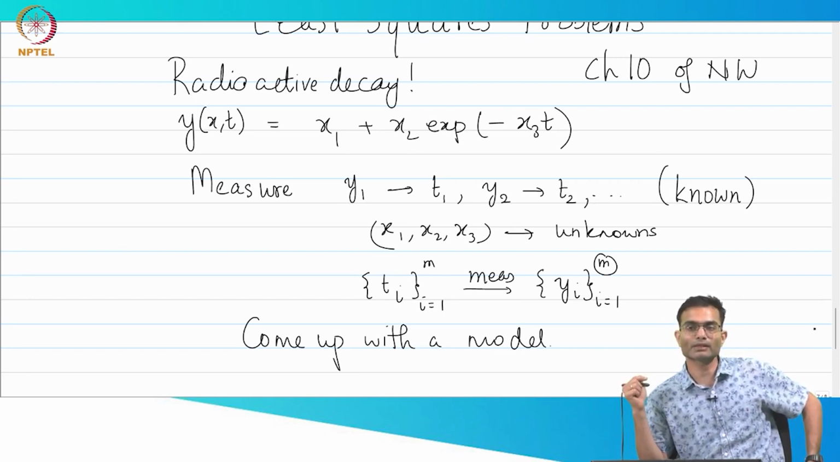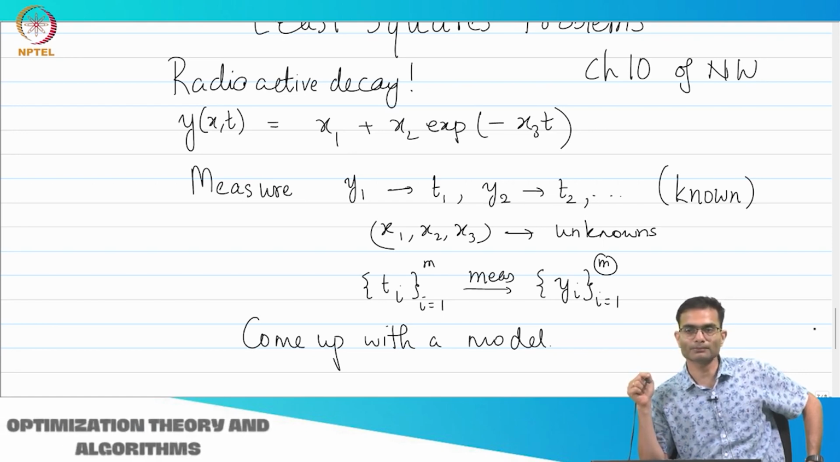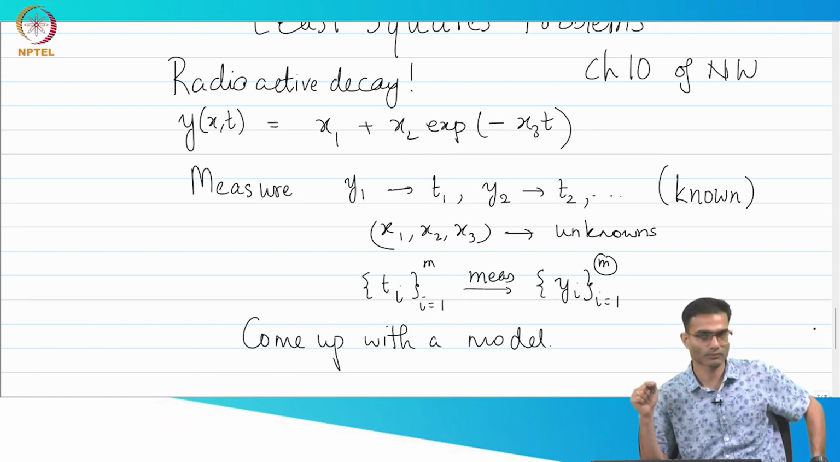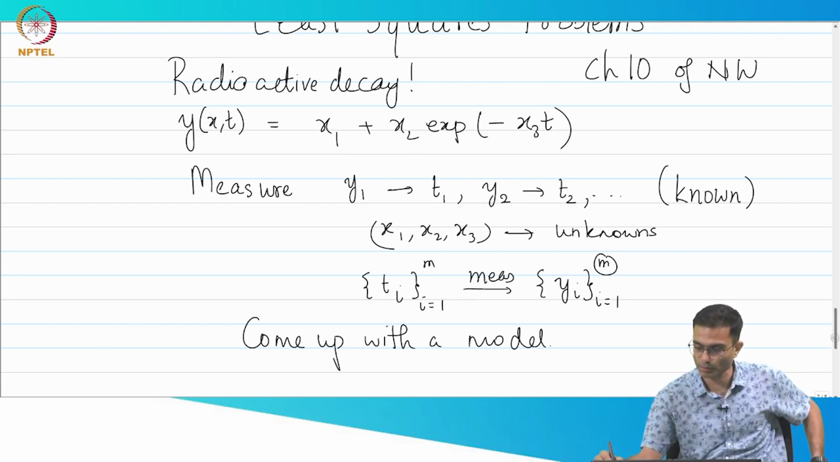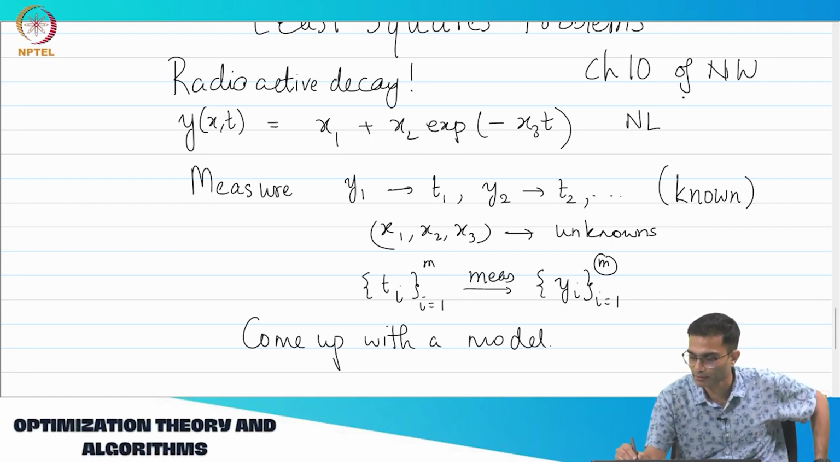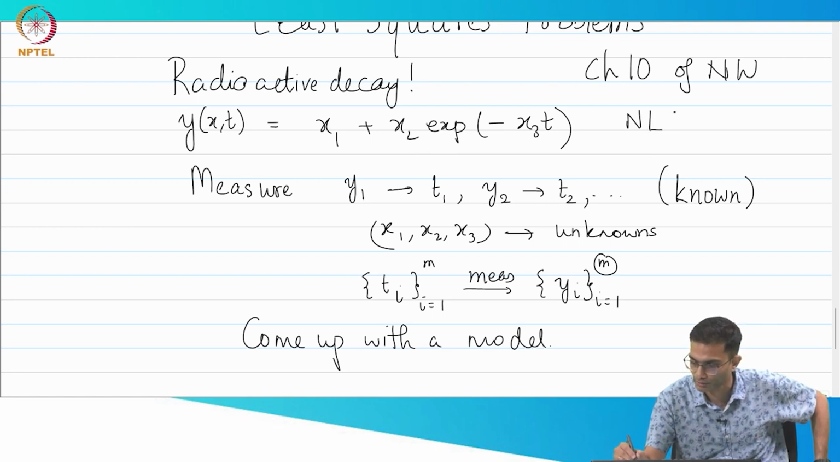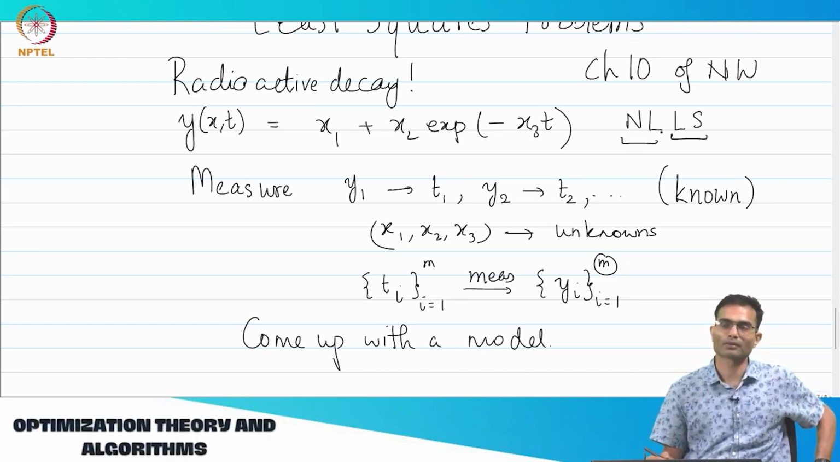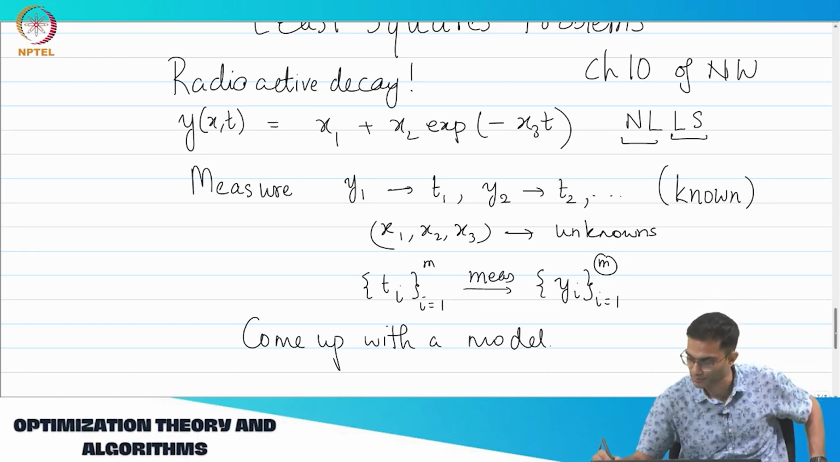Is this linear in the variable? Which is the problematic term? x3. x3, which is sitting in the exponential, is not linear with respect to the variables of the problem, right? So this is an example of a non-linear problem. This is a non-linear least squares problem. This is of course going to be a bit more difficult to solve than a linear least squares problem.